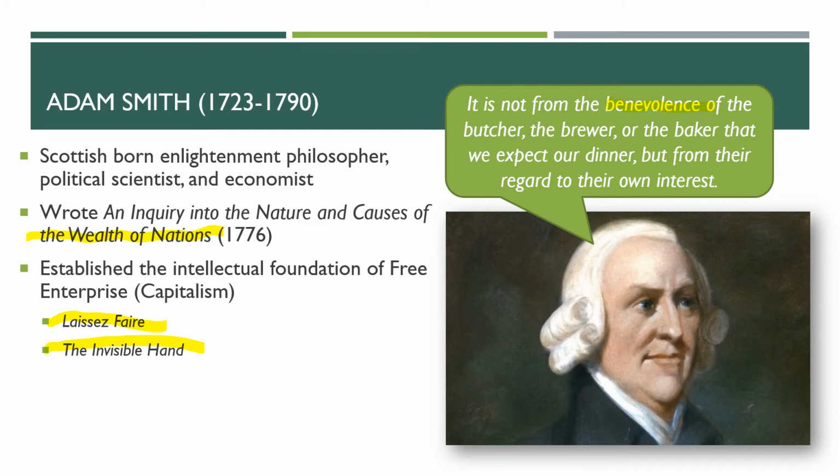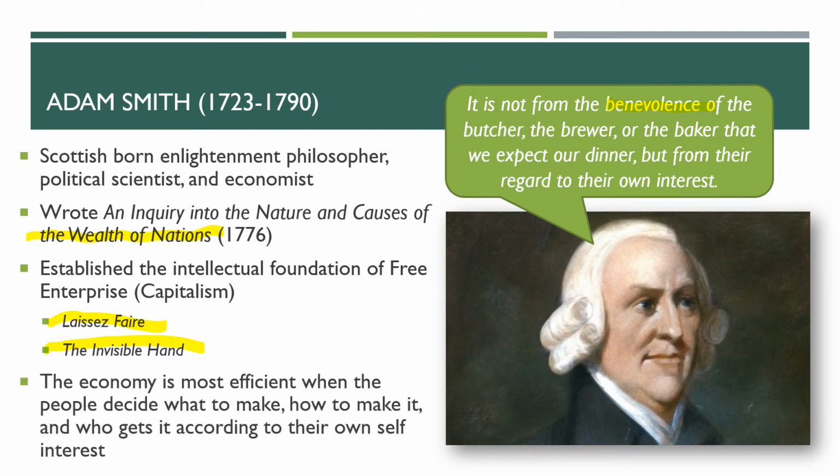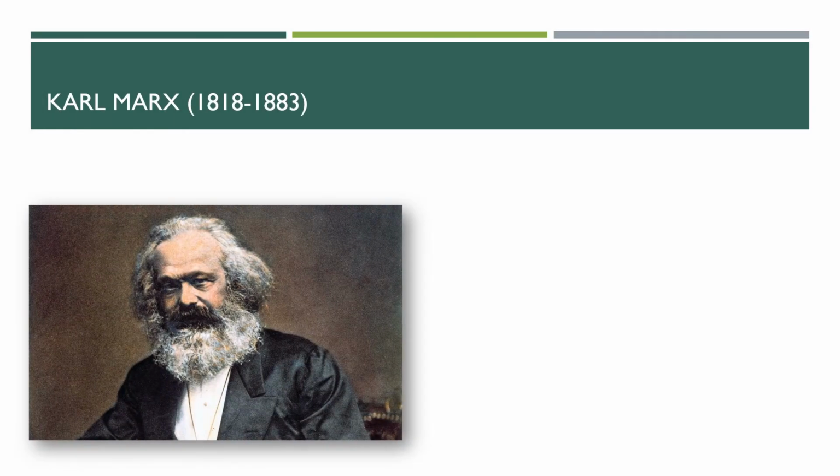So when Adam Smith wrote The Wealth of Nations, what he was trying to figure out is what makes a country rich. And what Adam Smith decided is that efficiency makes a country rich. And the most efficient economies are the ones where people decide what to make and how to make it and who gets it according to their own self-interests, the invisible hand, instead of any kind of government initiative or government direction.